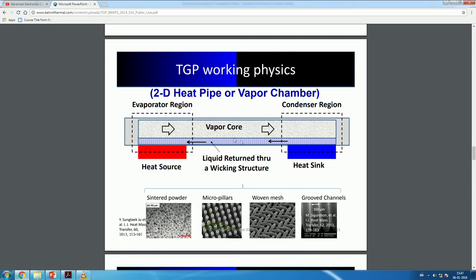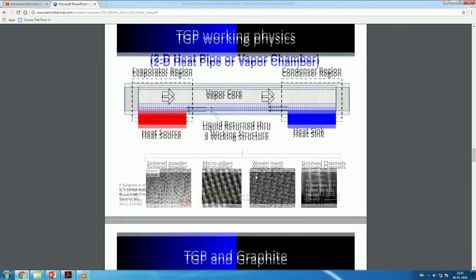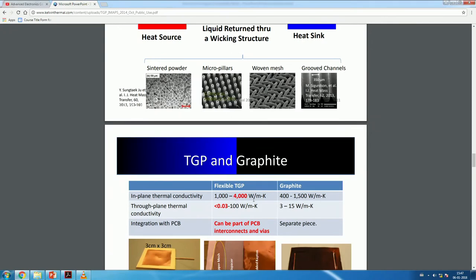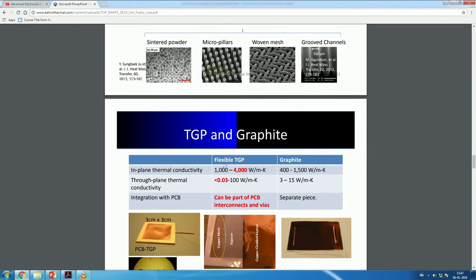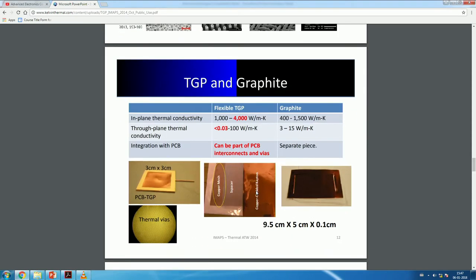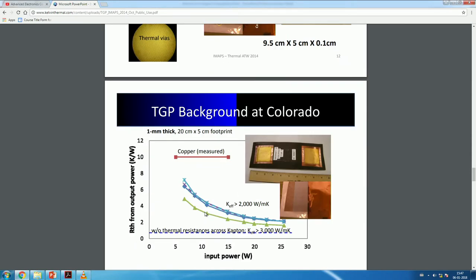And this is where he was able to show that the effective thermal conductivity is 1400 watts per meter Kelvin. Compare that with copper, 400. So definitely better than 3 times. So 1000 to 400 is what flexible TGP is. Graphite is 400 to 1500. And this is the effective thermal conductivity.